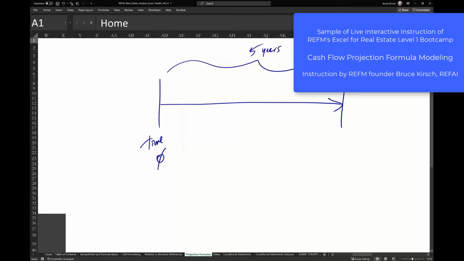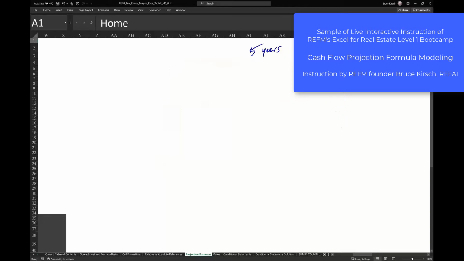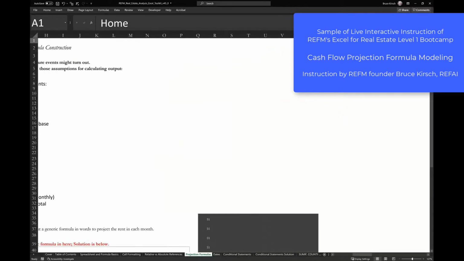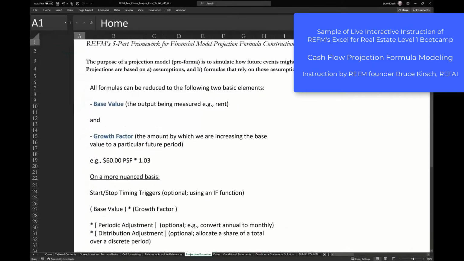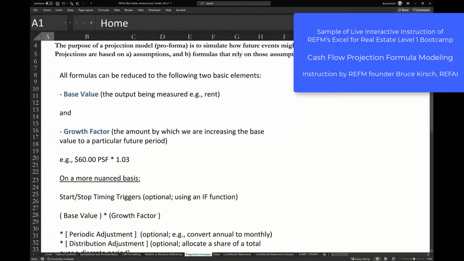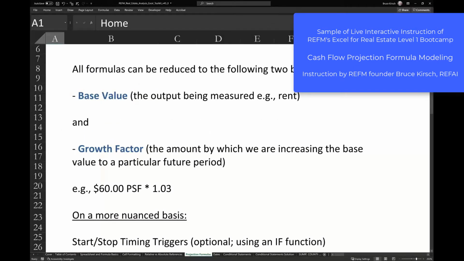And when it comes to cash flows, such as revenues and expenses, there is a common set of elements to those types of formulas that you can lean on when you're building out a formula. And the most basic two elements are some base value and a growth factor. The base value is going to be the output that's being measured, such as the rent, either the rent per square foot or the whole dollar rent for an entire suite or an apartment, etc. And then the growth factor, which may or may not be constant and compounded, could be unique for each year and compounded. Those are the two elements that you absolutely must have.